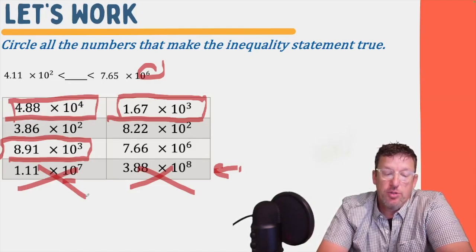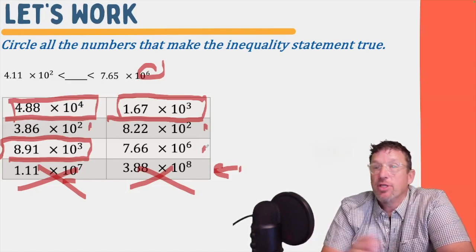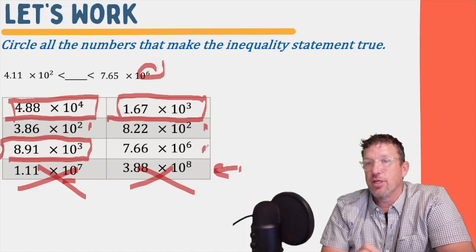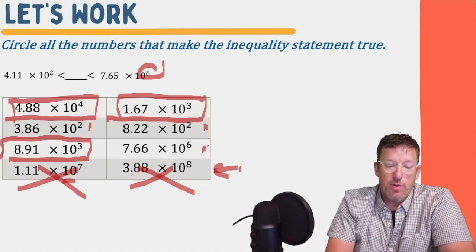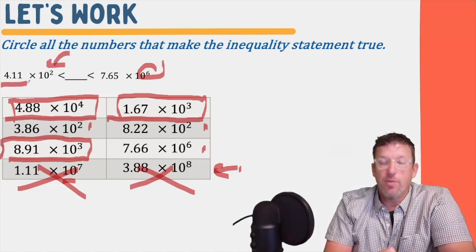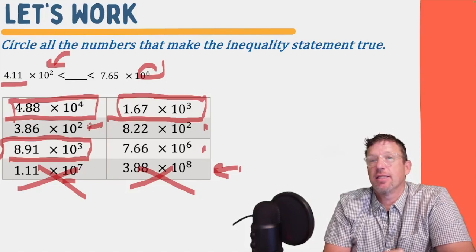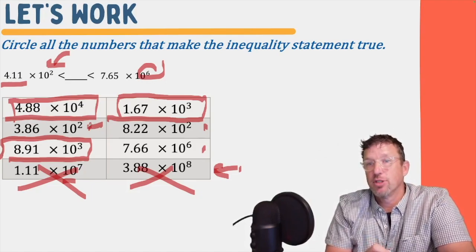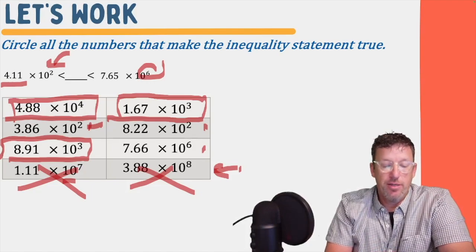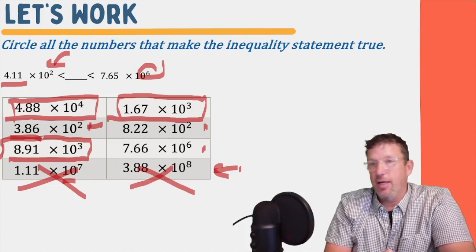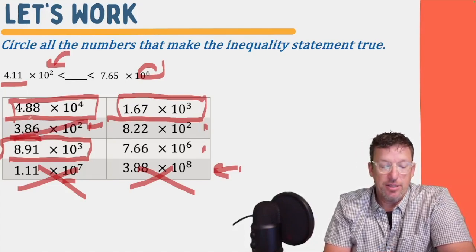Now we have some with a 2. We have 2 of these with a 2 and one of them with a 6. All right. So remember we talked about if the exponent is the same, then we just look at the numbers that go with it, the coefficient. So this one is 4.11 times 10 to the second. This one is 3.86 times 10 to the second. Same exponent, so we look at the coefficient. 4.11, 3.86. 3.86 is smaller than 4.11, and that means it will not work. It needs to be bigger than that, so that one will not work.